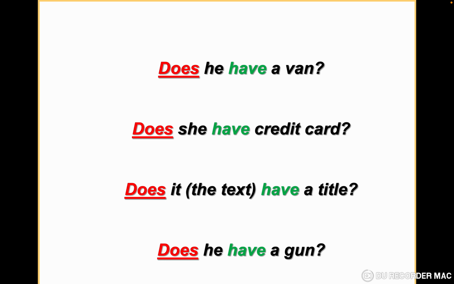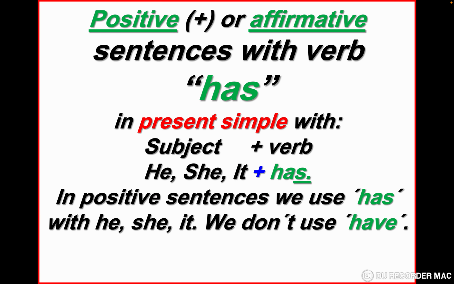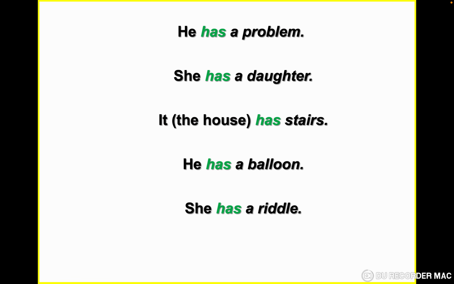Does it have a title? So it means the text. Does the text have a title? Does he have a gun? More sentences in positive sentence. He has a problem. She has a daughter. It, the house, has stairs. He has a balloon. She has a riddle.